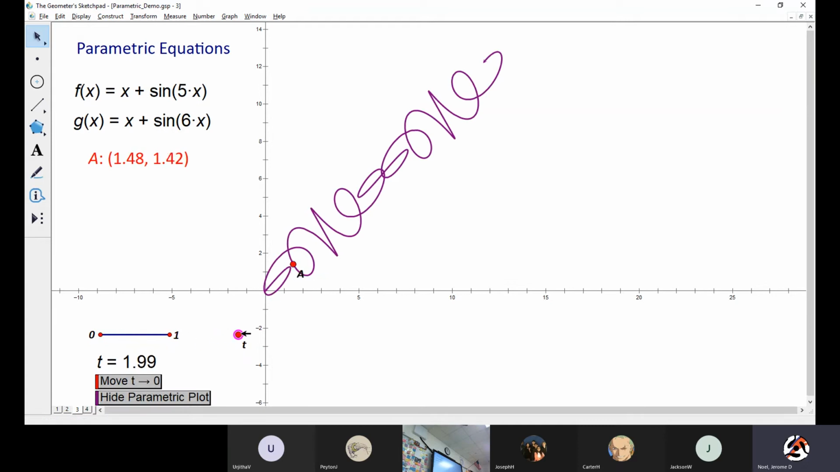So that is one that you could type into your calculator too. Of course, this is just the way the program works. It does it in terms of x's. You would have to still do yours as t plus sine of 5t, and your y coordinate as t plus sine of 16t.